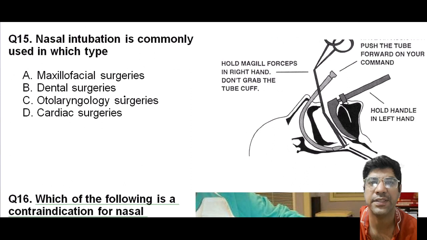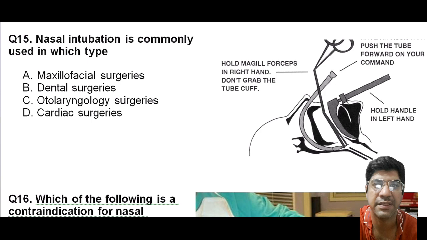Nasal intubation is most commonly used in otolaryngology, such as sinus surgery, septoplasty and various nasal procedures. So the answer is C. Dental surgery typically does not require nasal intubation. Oral intubation is more common in dental procedures.